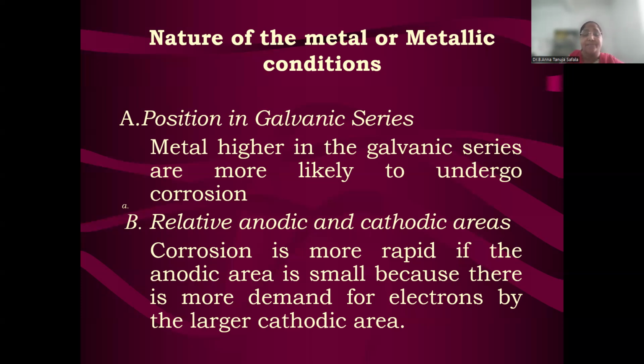So here, if there is a formation of anodic and cathodic regions, and a large cathodic area is in contact with a small anodic area, the rate of corrosion would be greater because the large cathodic area requires more electrons to satisfy the corrosion current. So the anodic part must continuously supply electrons to the cathodic regions. Hence, continuous corrosion can be observed if large cathodic areas are in contact with small anodic areas.